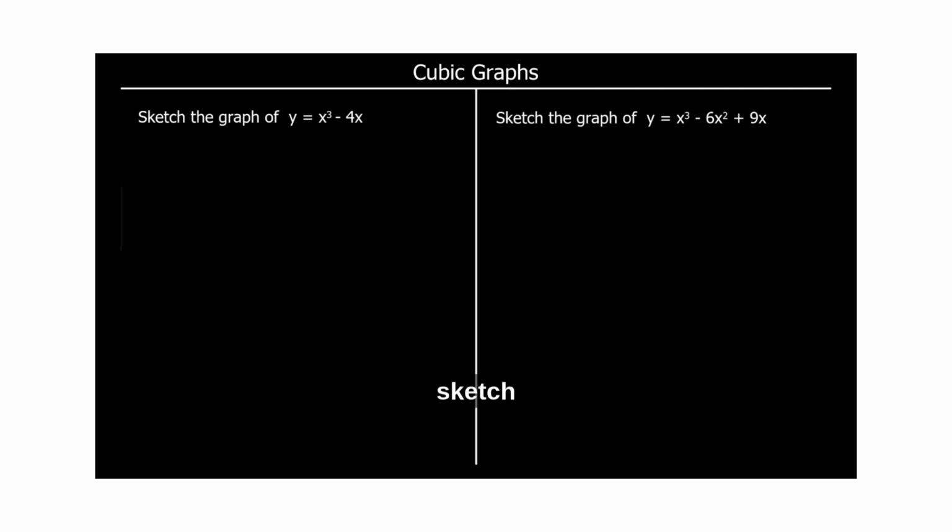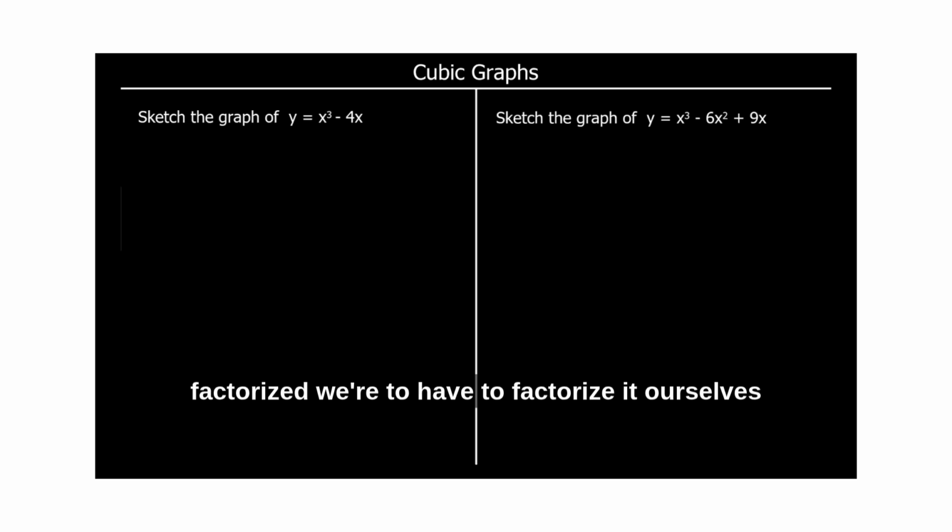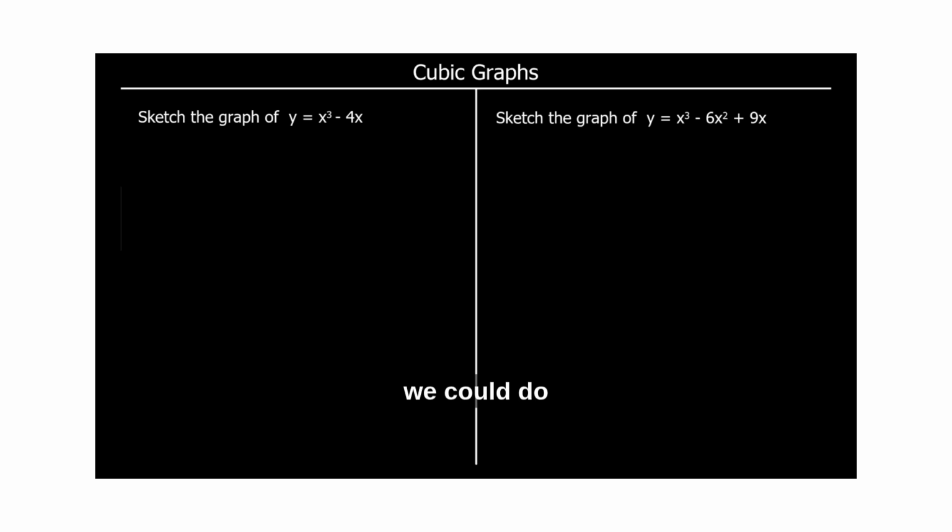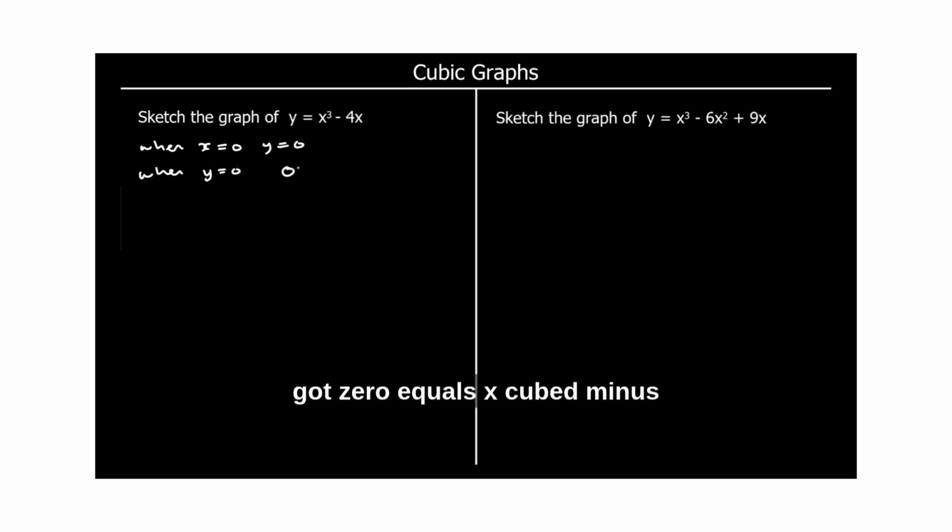And another one: sketch the graph of y equals x cubed minus 4x. So this time it isn't factorized. We're going to have to factorize it ourselves. So we could do when x is 0. When x is 0, y is clearly 0. But when y equals 0, we've got 0 equals x cubed minus 4x. So to find out where it crosses the x-axis, we need to factorize.